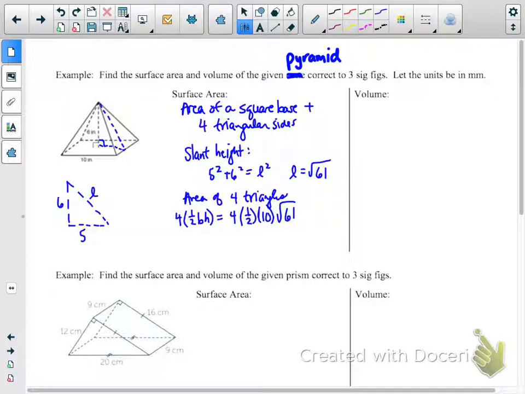Because when we're doing the area of our triangles here, going back to this picture. Okay, so this is 10. This is the square root of 61. So that's my base and my height. Okay, so we're doing the times 4 because we've got 4 of those. It's up to you how you want to do that. I kind of like to do it all in one big swoop here. If you type this in your calculator exactly the way it looks, we end up with 156. Now that's to 3 sig figs. We're going to add that to the area of the base.